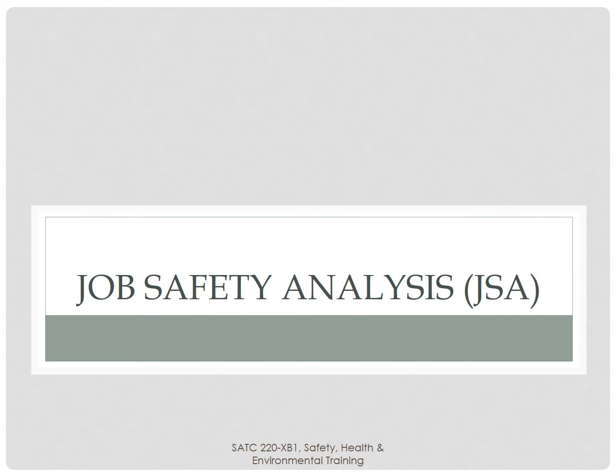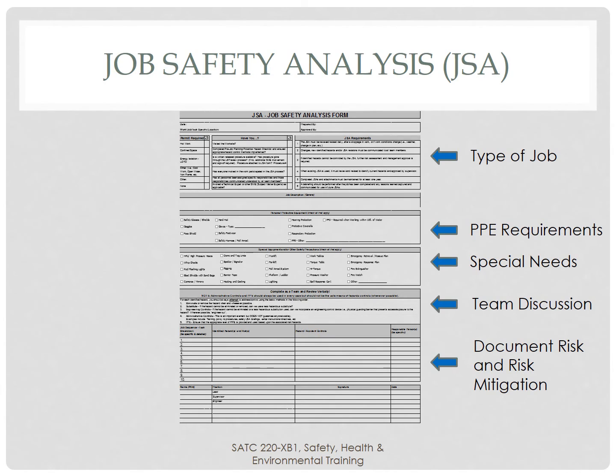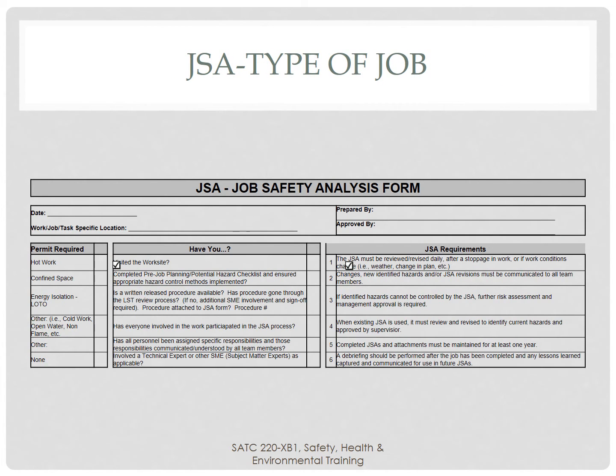So let's move on. Let's look at the JSA that I spoke of earlier, Job Safety Analysis. I pulled this random JSA. It's typical of a well site type intervention. It has 5 primary sections: type of job, PPE requirements, special needs, team discussion, document risk, and risk mitigation. Let's move into the top section. So here we're defining the type of work to be performed.